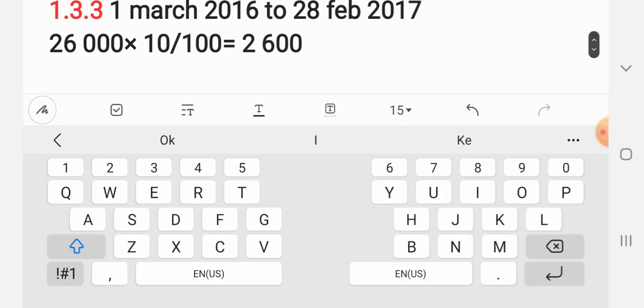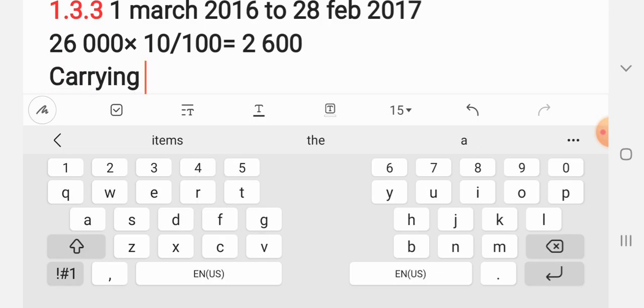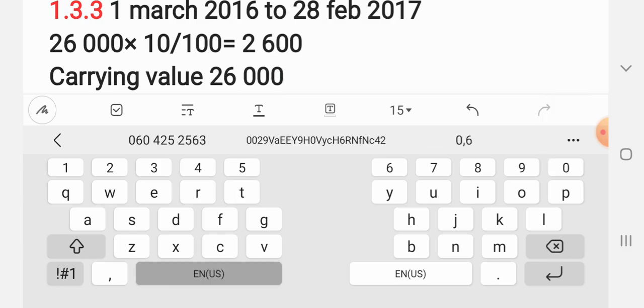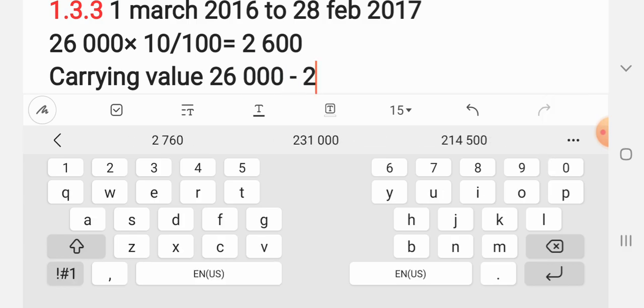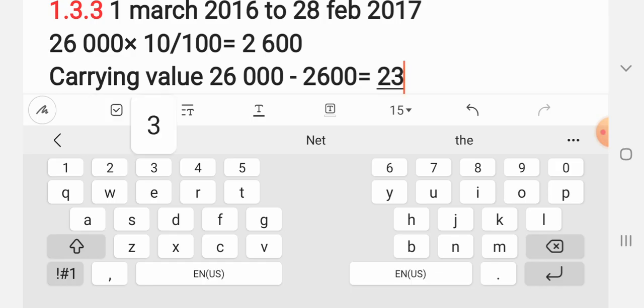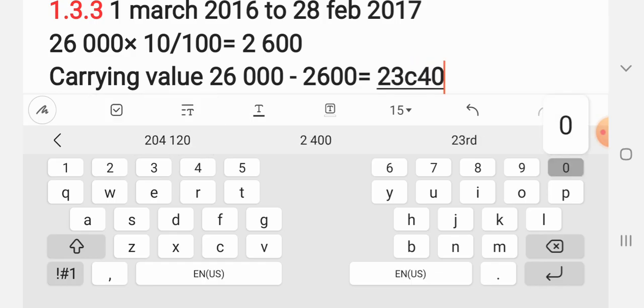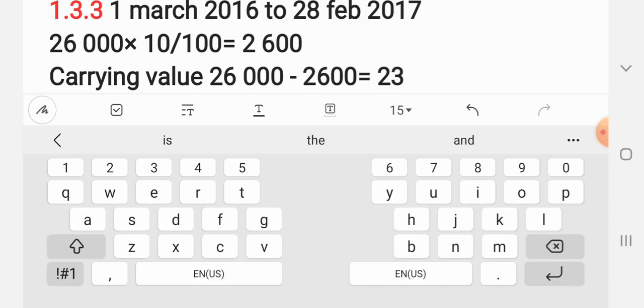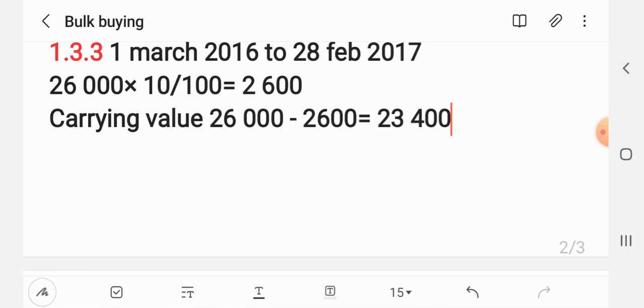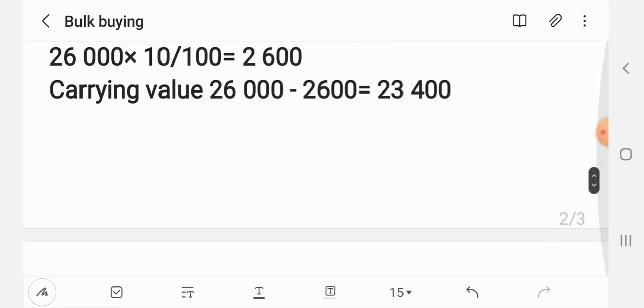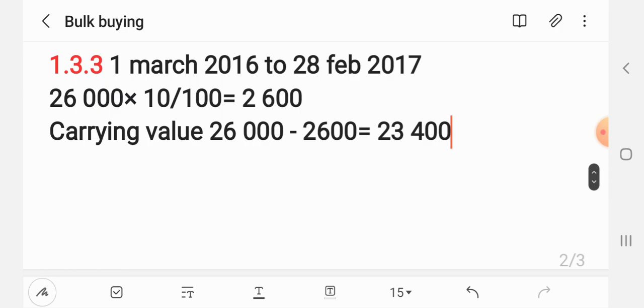Now for carrying value, which is the book value as well, it will be equals to 26,000 rand minus the depreciation, which is 2,600, and that's going to give us 23,400. So this is the answer for the carrying value number 1.